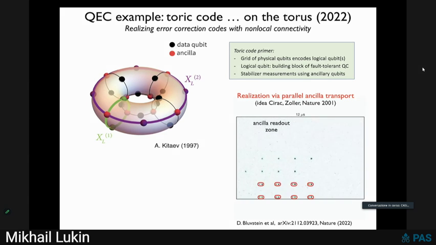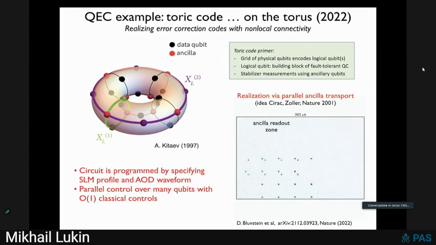And then what you see here is that first we basically do some local checks. We move atoms around and then move all the way to the right and then move ancilla to this readout. So the beauty of that is that the circuit is programmed by just specifying very few numbers, for example, the spatial light modulator to keep stationary qubits and acousto-optic deflector to actually define a waveform.